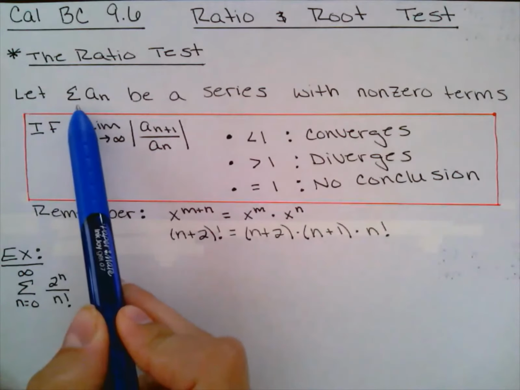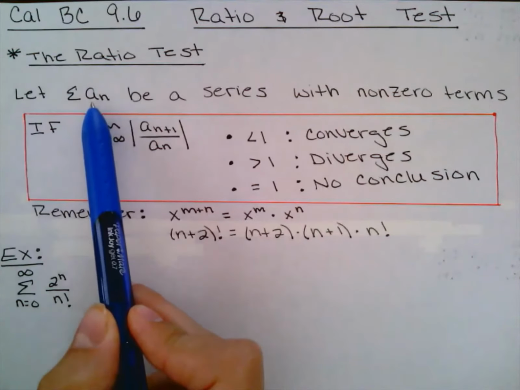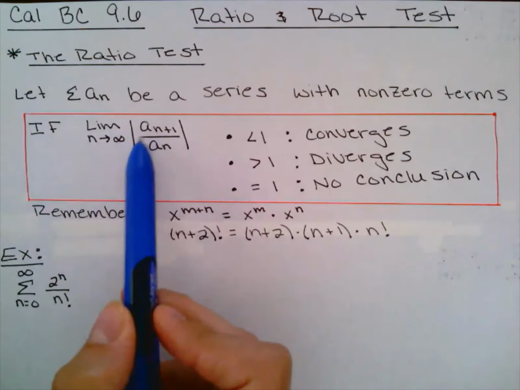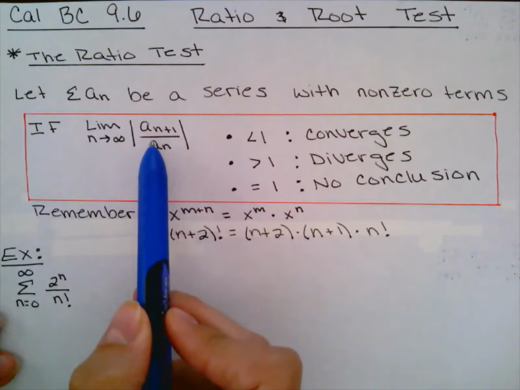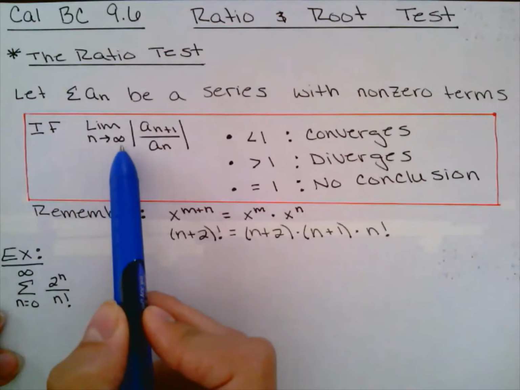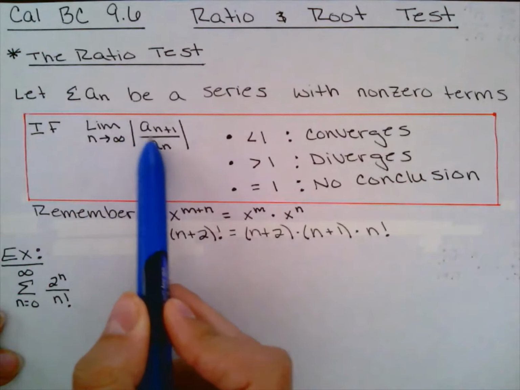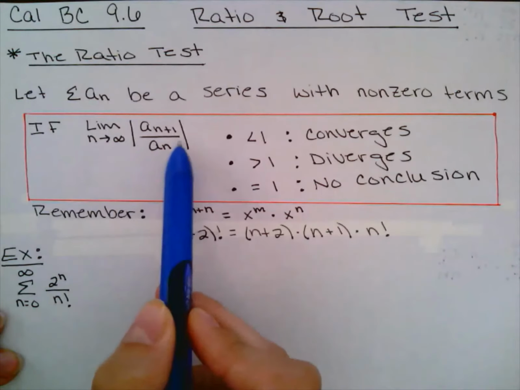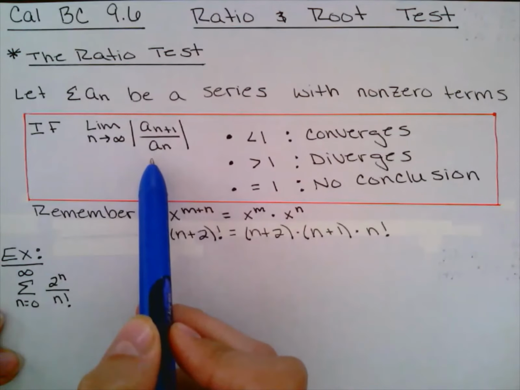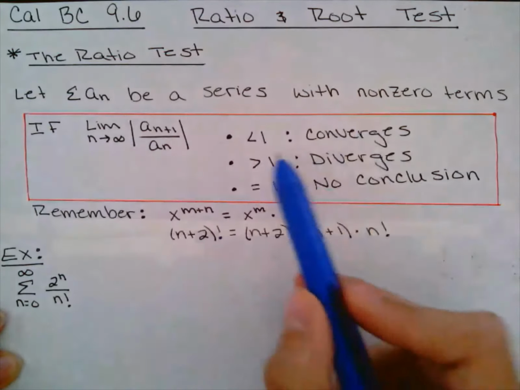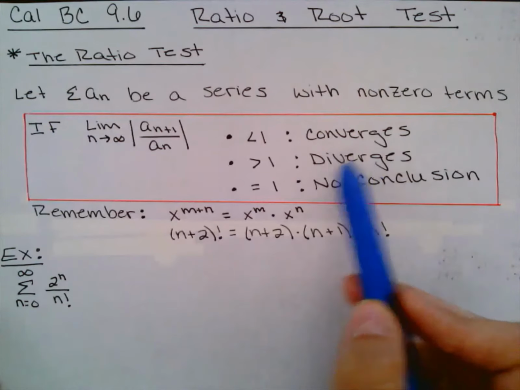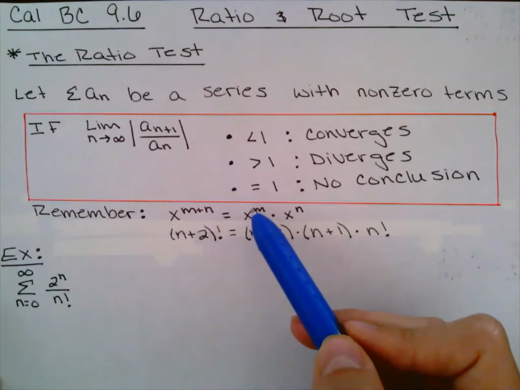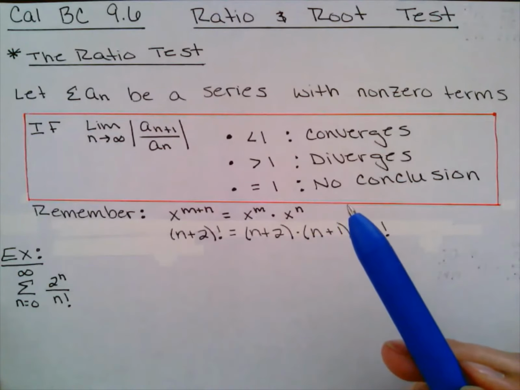And when they're asking for the infinite sum of a sub n, that's going to be the series we're working with. What we're going to do is test this limit, which is the limit as n approaches infinity of the original series with 1 added to each of the n's, divided by the original series. If the answer to that limit is less than 1, it converges. If it is greater than 1, it diverges. But if we get 1 as an answer, then we'll have no conclusion.